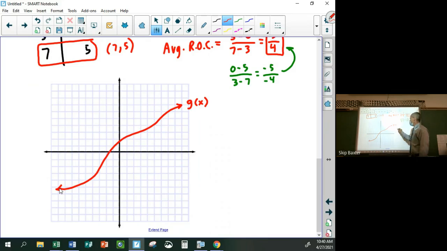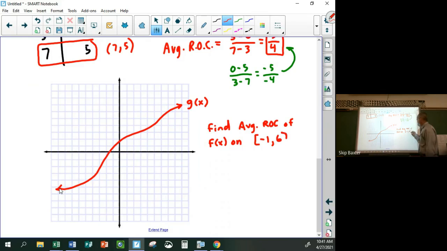And they said, find the average rate of change of f of x on the interval from, I have to find more precise points. Let's say it was like -1 to 6. Okay, so you're going to look at your graph and you're going to find the y values that are associated with those 2 points.